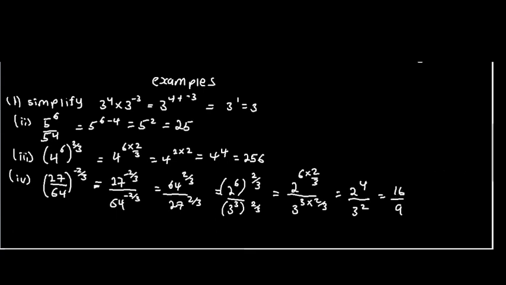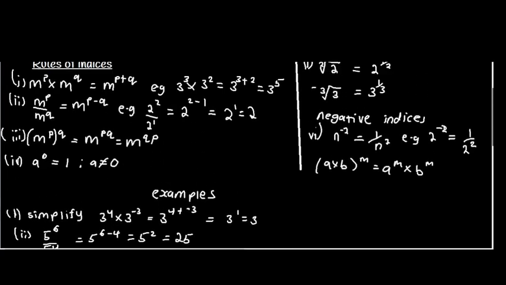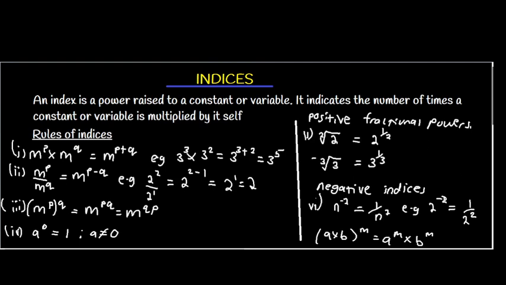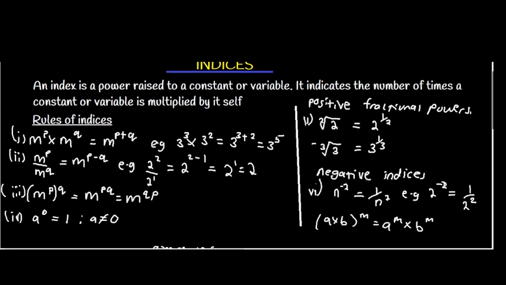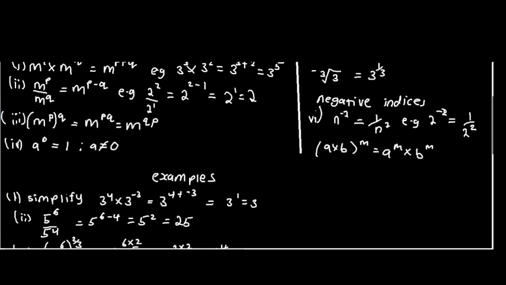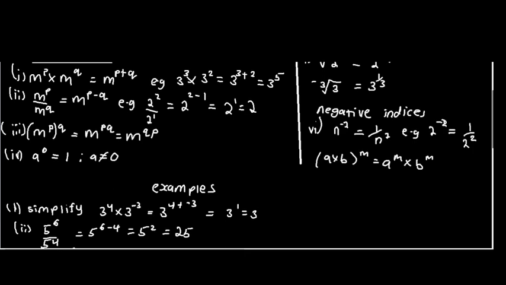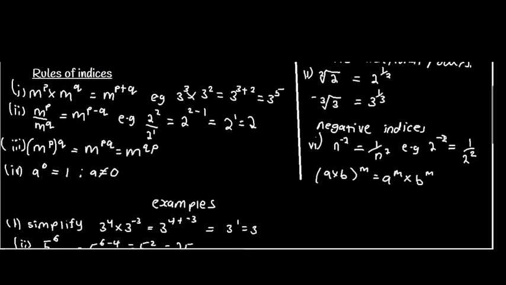Can we simplify that further? If it can't be simplified further, then we can stop there. And that's it. That's all you need to know about indices. For positive fractional powers, the same rules also apply. Negative indices are the same as taking the reciprocal of that given number or expression.